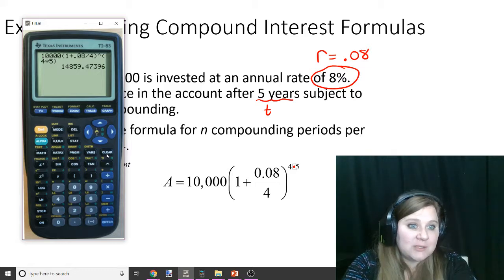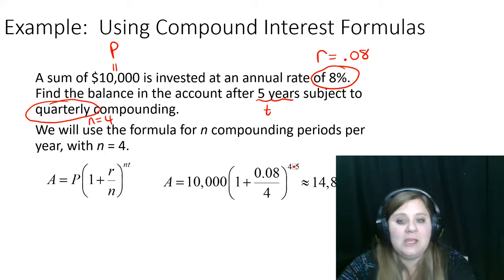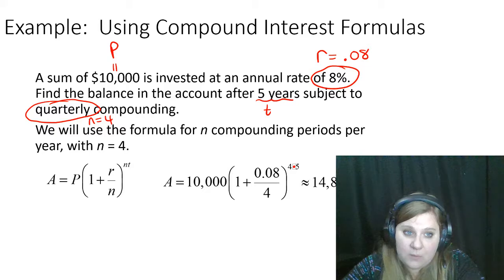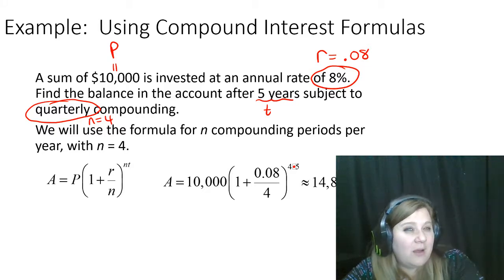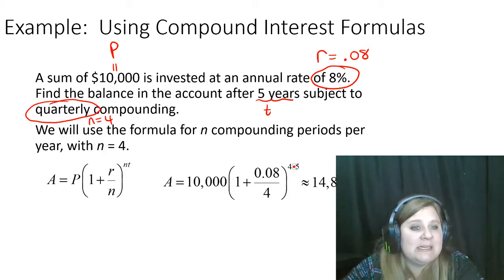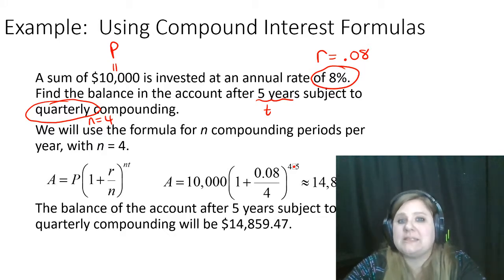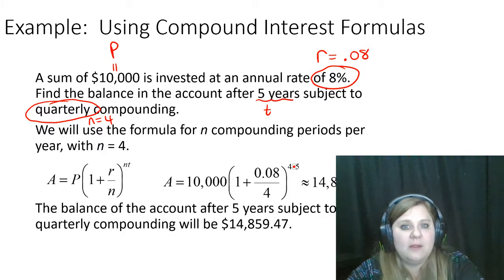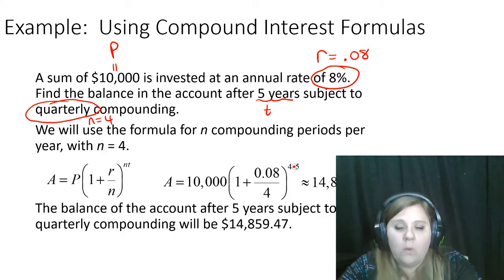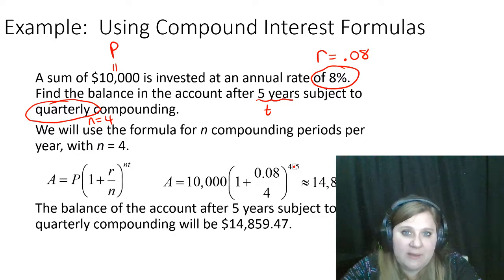So after 5 years, if you invested $10,000 and you have 8% compounding quarterly, you're going to have a total of $14,859.47. That means you got almost $5,000 in interest just by investing this somewhere with 8% interest rate. Okay, so make sure you write your answer as a sentence for these. Don't forget that. Now, do you think it would be better to compound quarterly or compound continuously if you are saving the money yourself?